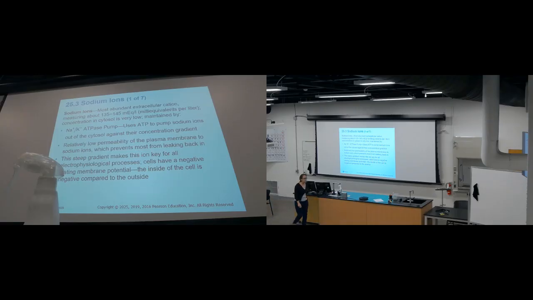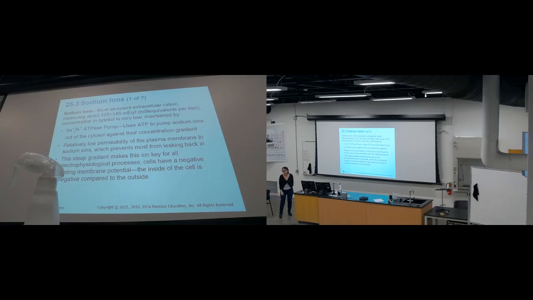Now, for balance of specific electrolytes, we have sodium ions, which are the highest ion that we have in the extracellular fluid. And we have between 135 and 145 milliequivalents per liter. It's tightly controlled. And we have, again, the sodium-potassium pump that helps to maintain that balance between the intracellular compartment and the extracellular compartment.